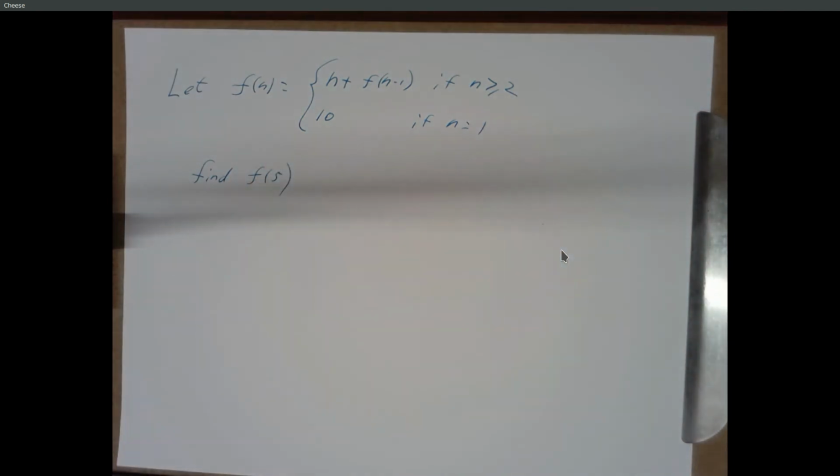this is not an exam question, but I could ask a question like this. I can define f of n recursively as n plus f of n minus 1 if n is bigger than or equal to 2, and it's equal to 10 if n is equal to 1. And I could say find f of 5. And so it's applying that definition.